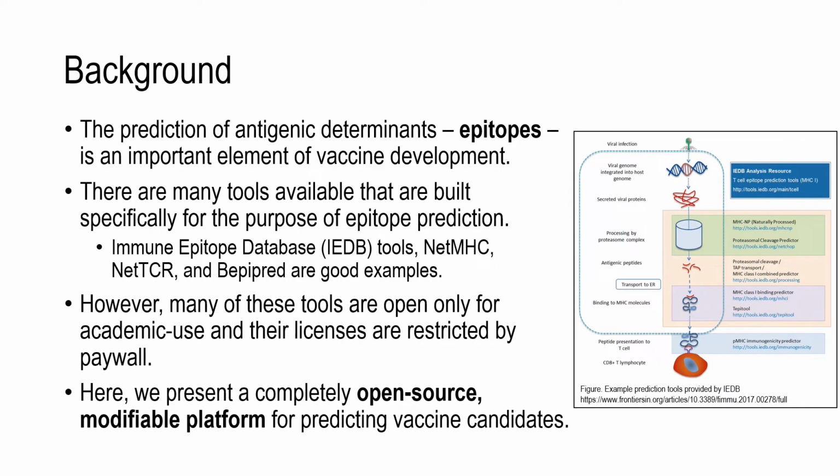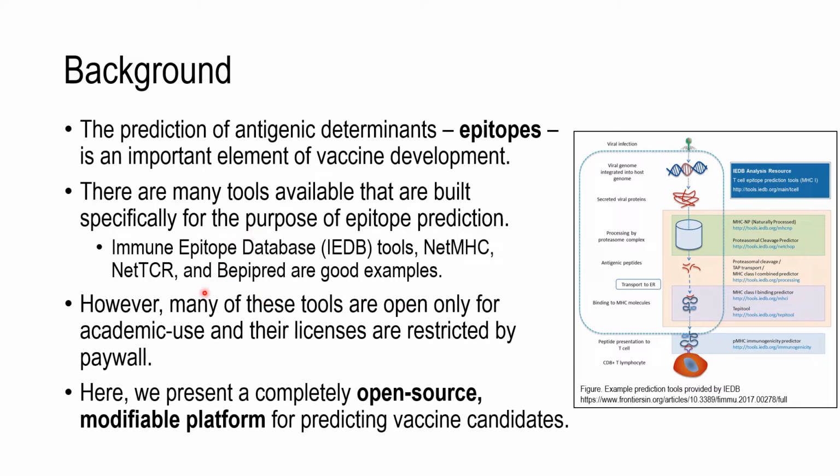To give you a brief background about the pipeline, the prediction of antigenic determinants, or so-called epitopes, is an important element of vaccine development. There are many tools available that are built specifically for the purpose of epitope prediction, and these include IEDB tools, NetMHC, NetTCR, and BepiPred. These are tools that are renowned and well used by academics.